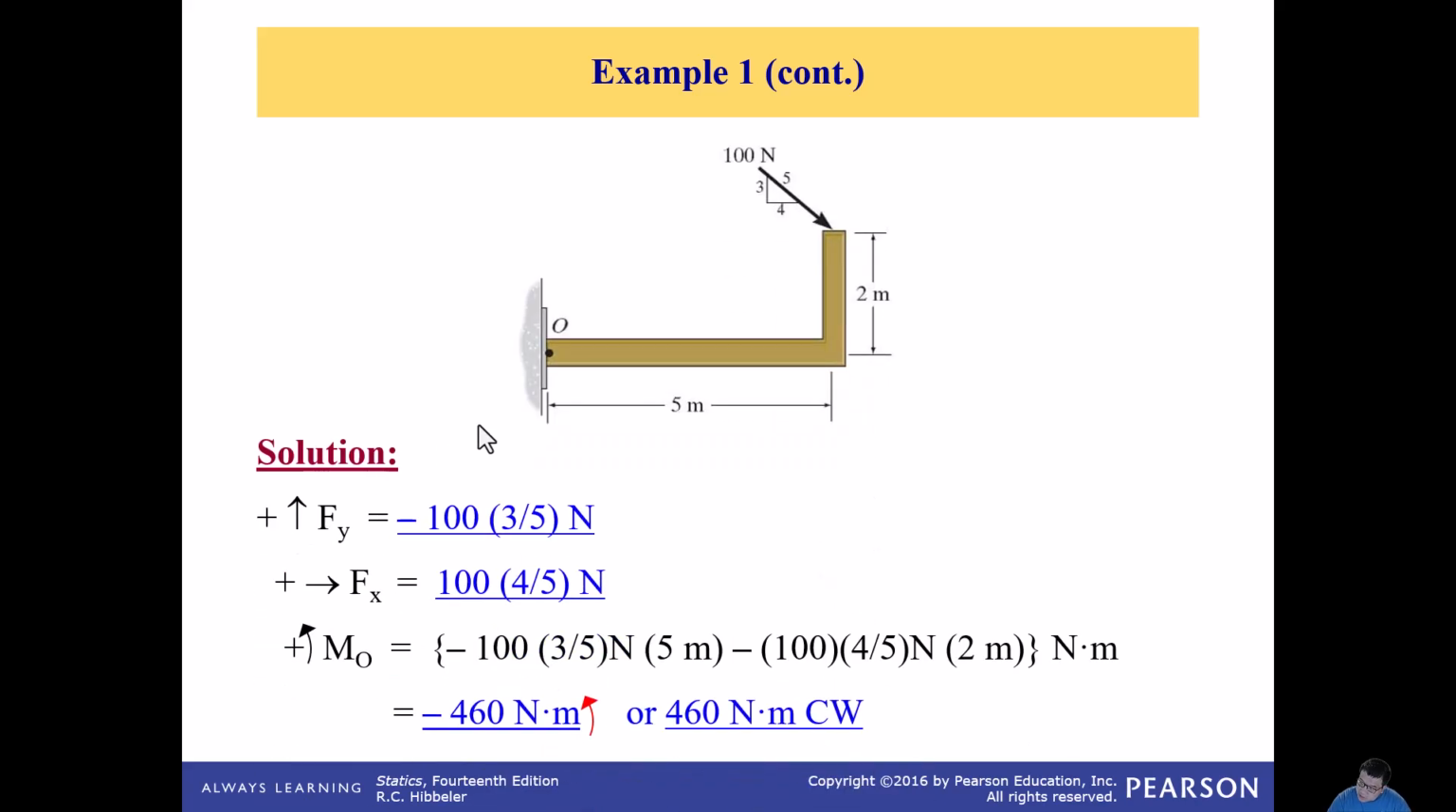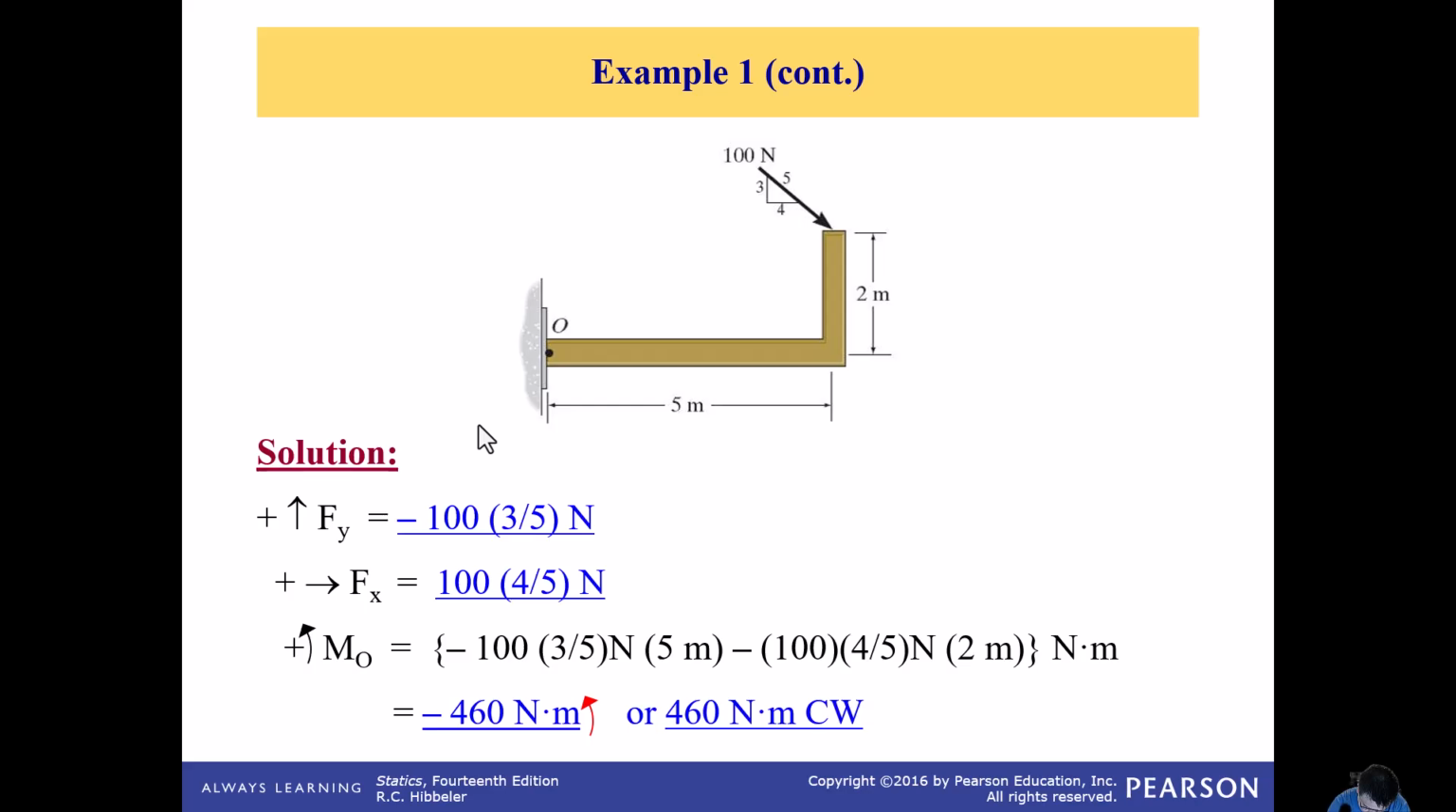So Fy will be 100 times 3 over 5, and it will be negative. And Fx will be 100 times 4 over 5, and it's positive. For the moment, the force Fy causes the frame to make a clockwise rotation about point O. So that's why Fy's moment on point O is negative.